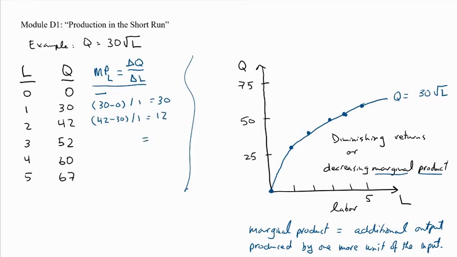And we can continue down. You can fill in the calculations that the marginal product between 2 and 3 units of labor is going to be 10, and then next will be 8, and then next will be 7. 30, 12, 10, 8, 7. This is showing our decreasing marginal product. It is this decreasing marginal product that is the reason that supply curves slope upward typically.